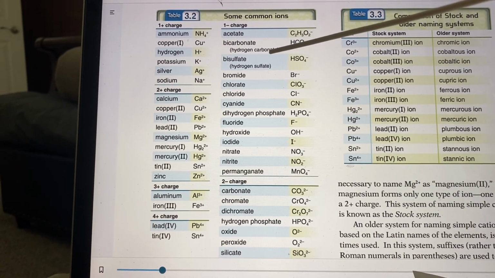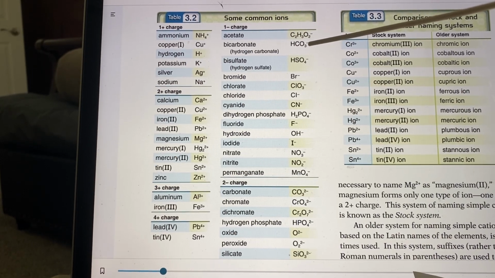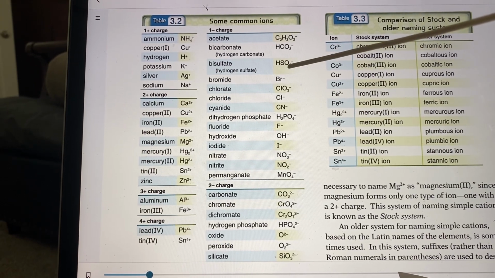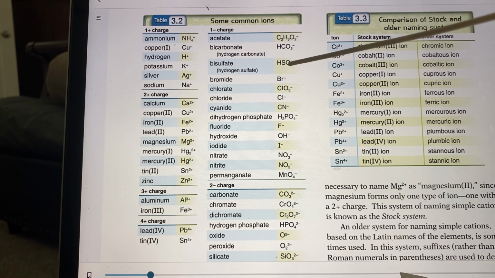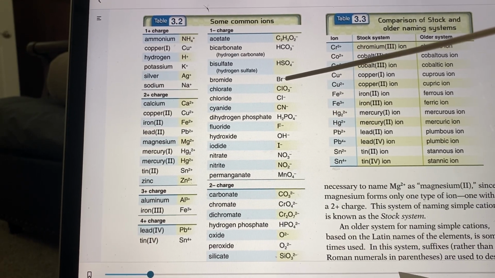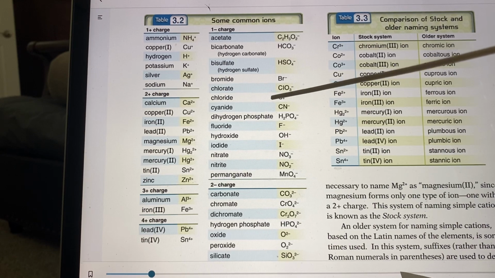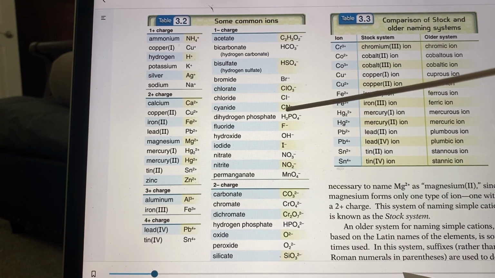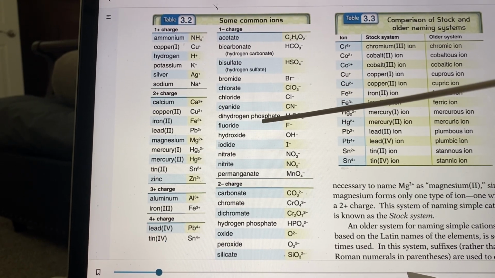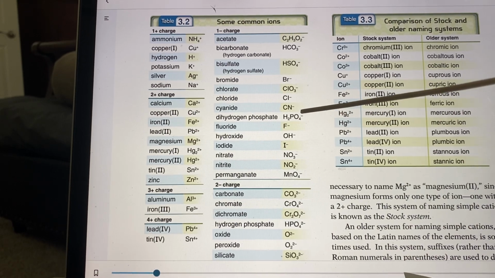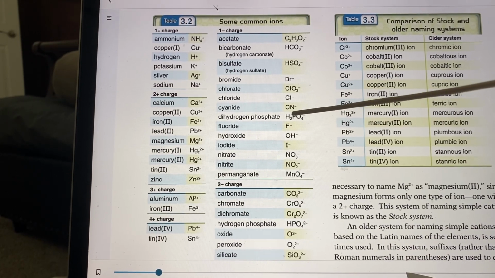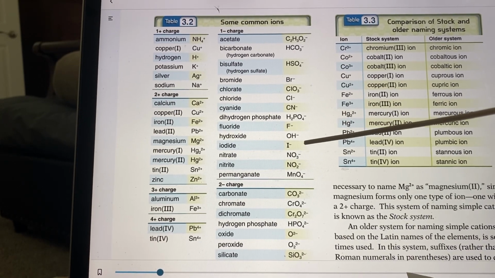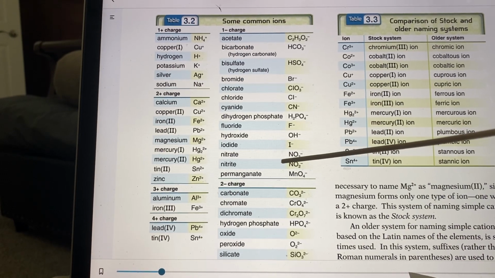And here's bicarbonate, HCO3, and it's a negative charge. And we go down here, we have bisulfate, a negative charge. Hydrogen sulfate here, bisulfate. Bromide is a negative charge. Chlorate, negative charge. These are just ions here. Chloride, negative charge. Cyanide, CN, negative charge. Dihydrogen phosphate is a negative charge, with phosphate being PO4, this pretty big one. Some of these are kind of big, and the fluoride, negative charge. Hydroxide, negative charge. Iodide, negative charge.